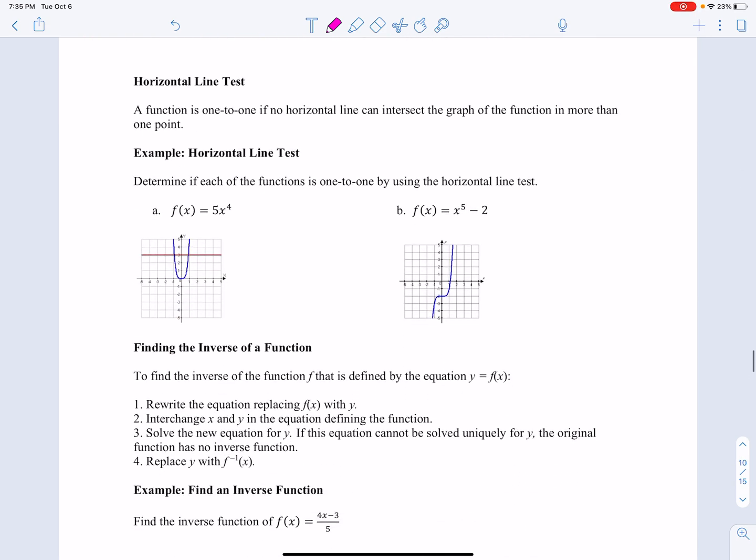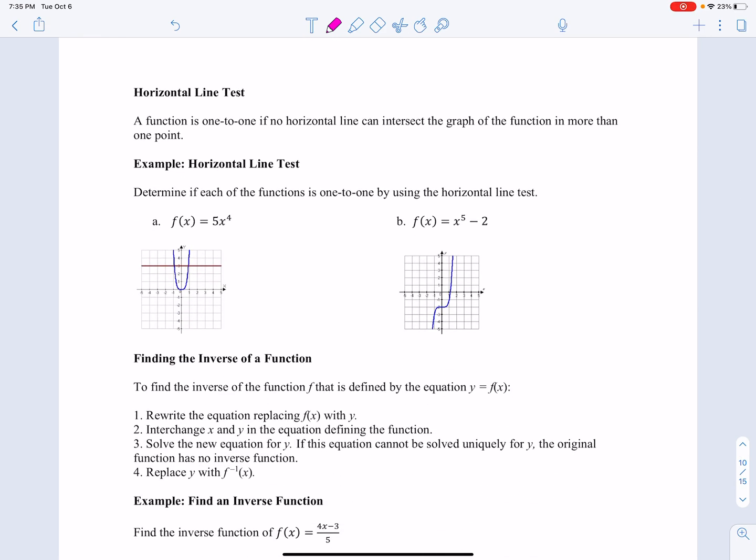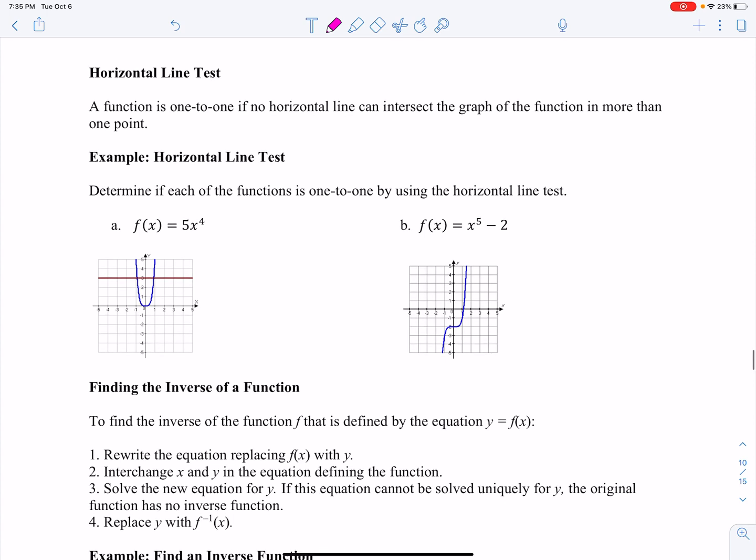All right. Next thing we have is the horizontal line test. So this is an easier test for one-to-one. A function is one-to-one if no horizontal line can intersect the graph of the function in more than one point. Okay, so horizontal line test.